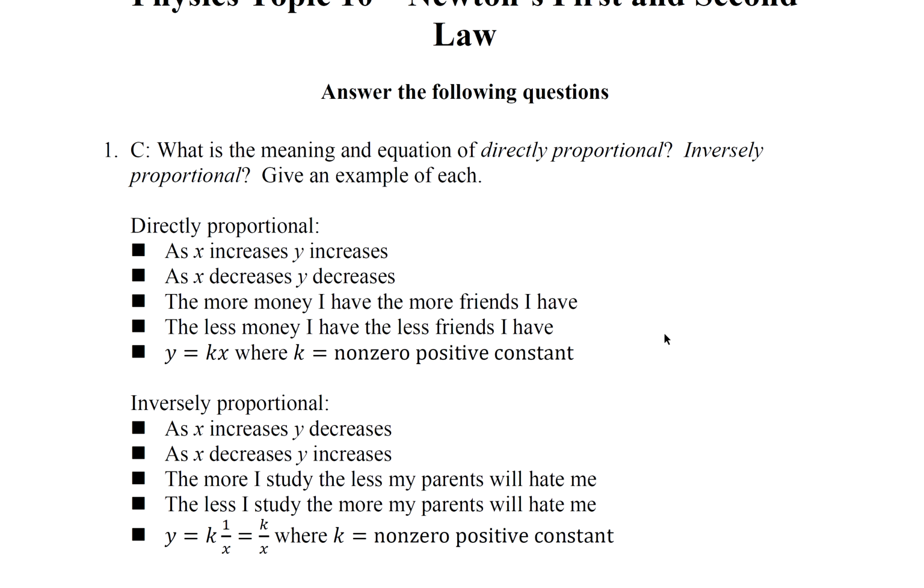So directly proportional means as x increases, y increases, and as x decreases, y decreases. Here's an example. The more money I have, the more friends I have. The less money I have, the less friends I have. So y equals kx, where k is a non-zero positive constant. You could see in that equation, if x gets bigger, then y gets bigger. If x gets smaller, then y gets smaller.